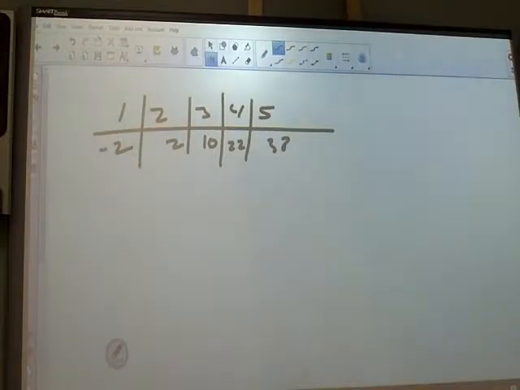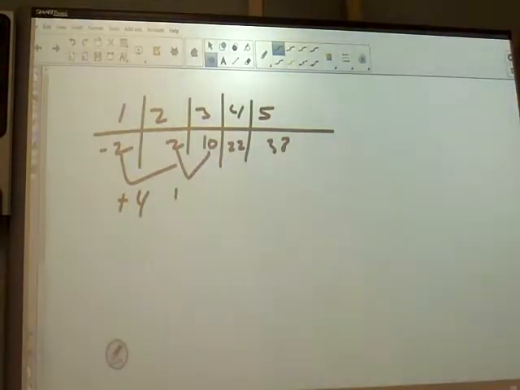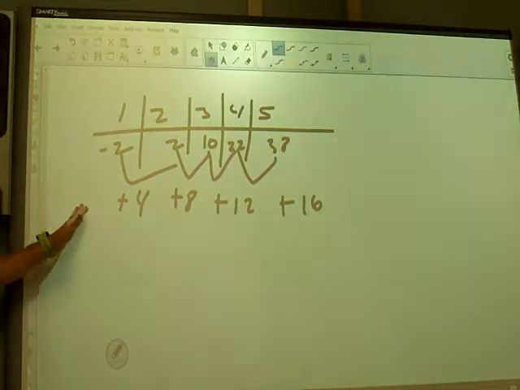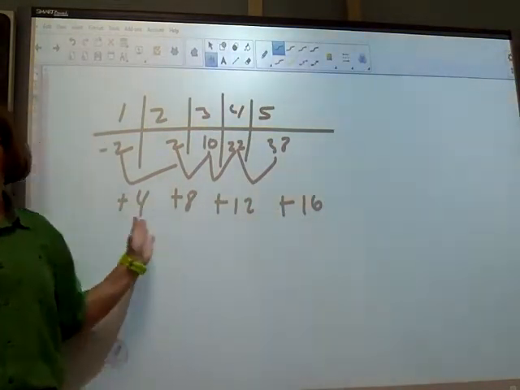Okay, so if I went to my y's from -2 to 2, I would have an increase of 4. From 2 to 10, I would have an increase of 8. From 10 to 22, I would have an increase of 12. And from 22 to 38, I would increase 16.